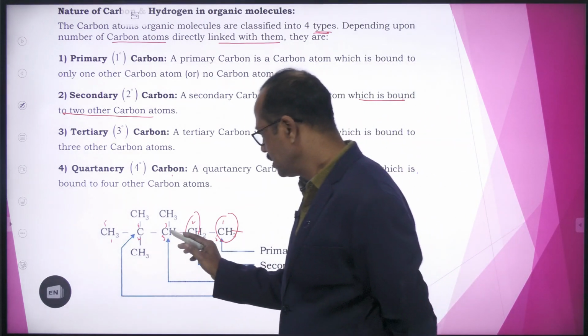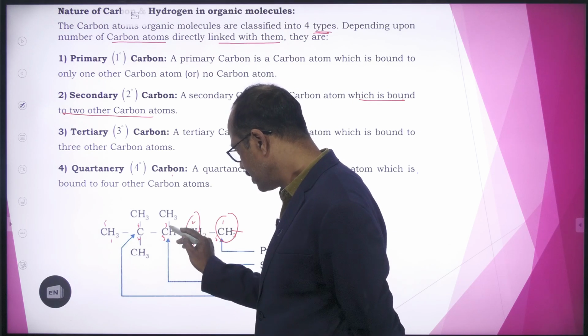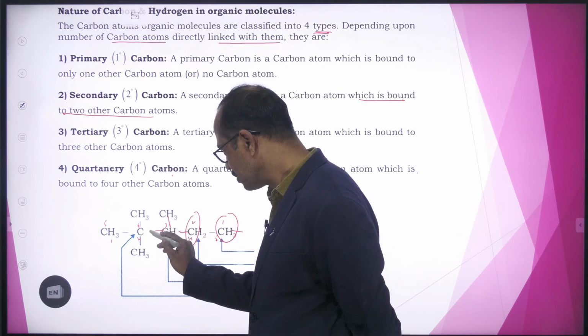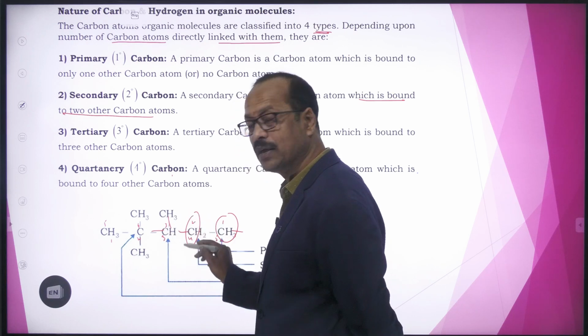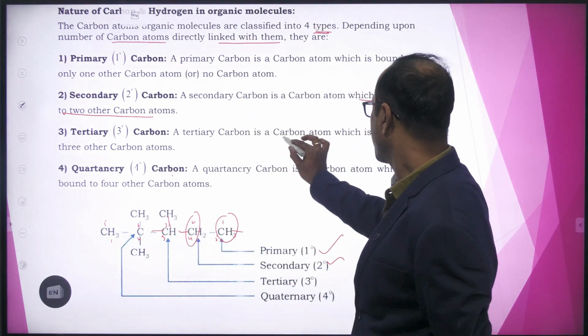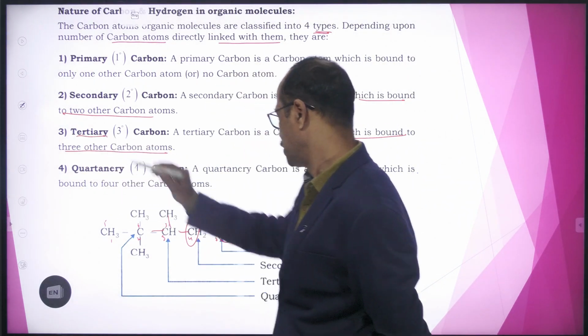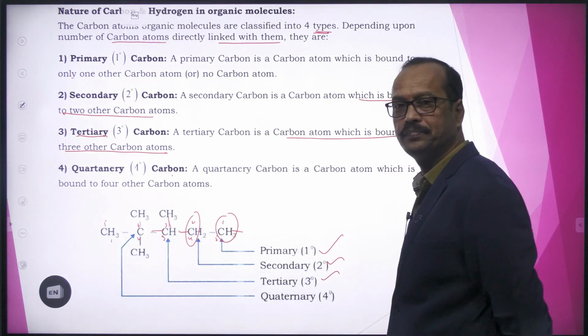Now come to the third one. Okay, this one. Now if you see this carbon, here it is bonded with 1, bonded with 2, bonded with 3. So 1, 2, 3. This carbon is bonded with 3 other carbons. So a carbon atom which is bonded to 3 other carbon atoms is called a tertiary. So this is called tertiary.